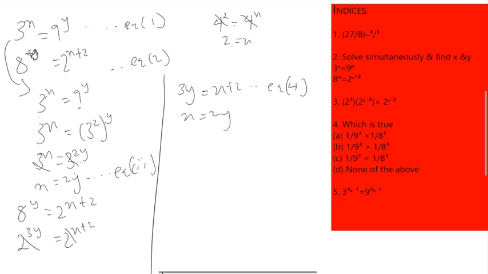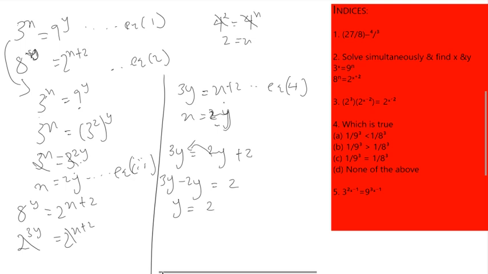Now that I've gotten this, from equation 3 we have x equals 2y. So wherever we see x in equation 4, we're going to put 2y, because x equals 2y. So 3y is equal to x, which is 2y, plus 2. So we can bring this one to this side, so it will be negative. We have 3y minus 2y is equal to 2. Then 3y minus 2y is y, and that's equal to 2. So our value for y is equal to 2.